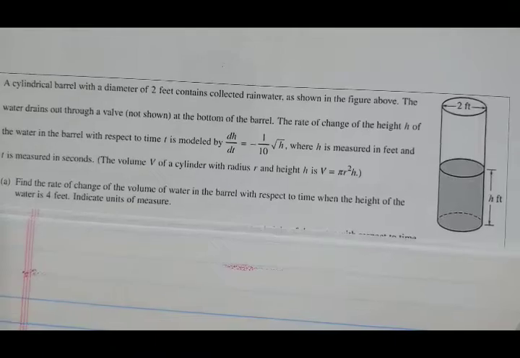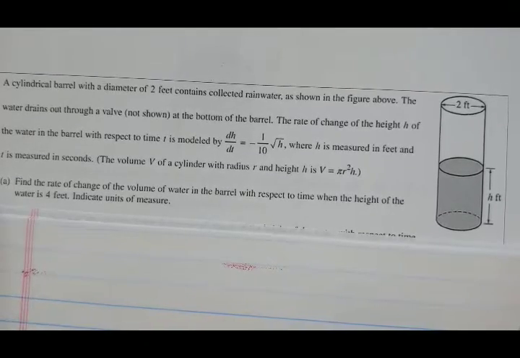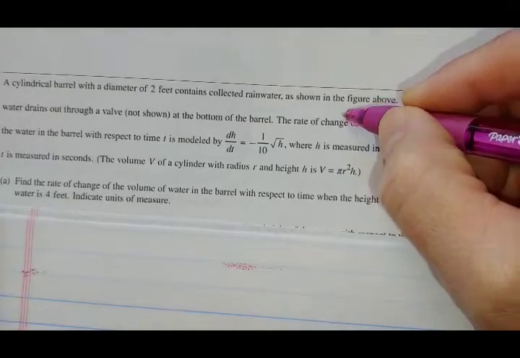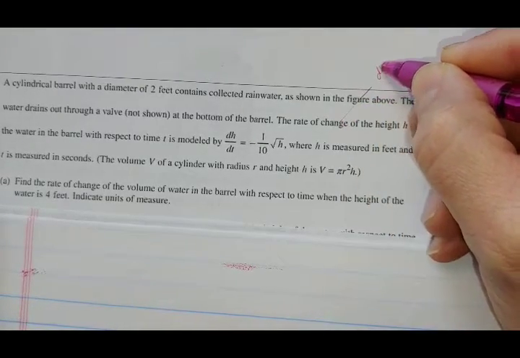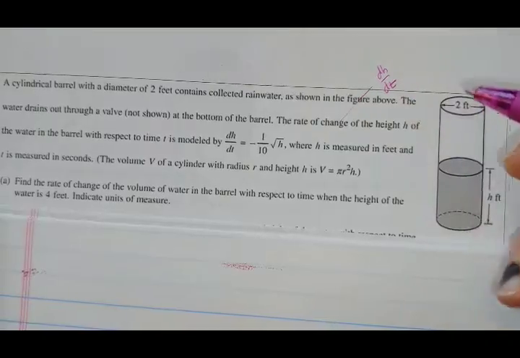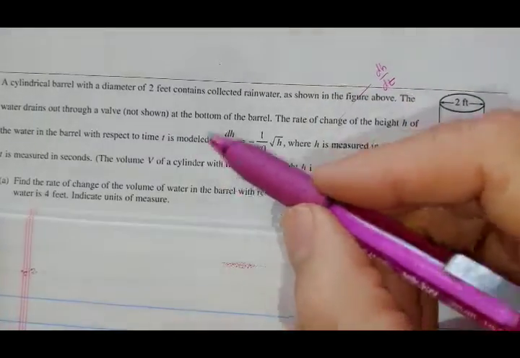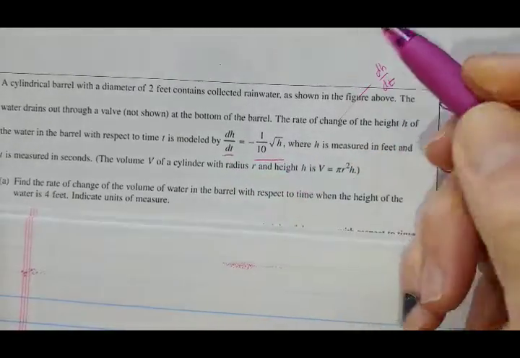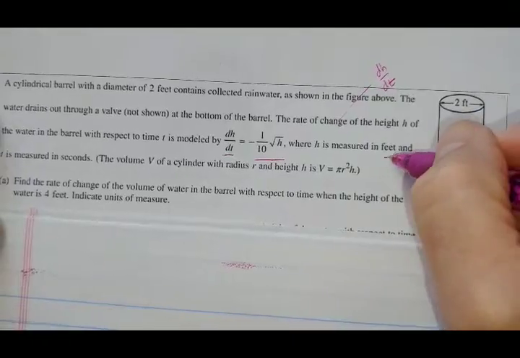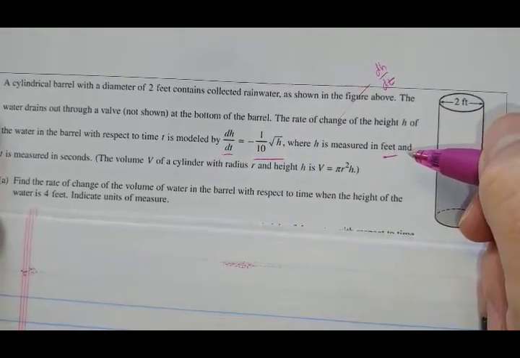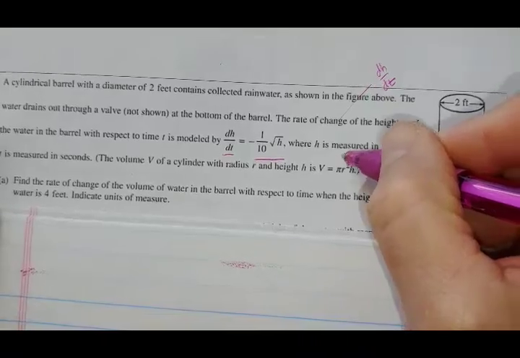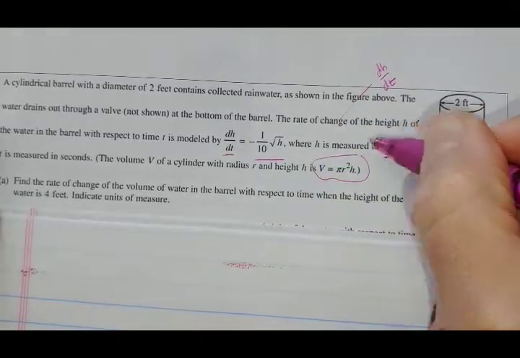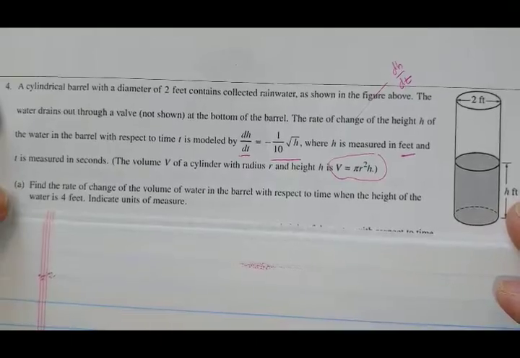The water drains out through a valve that is not shown at the bottom of the barrel. So water is draining out. The rate of change of height, remember from our related rate days, would be dh/dt of the water in the barrel with respect to time, and there it is. dh/dt is given to be negative 1/10 square root of h, where h is measured in feet and t is measured in seconds. The volume of the cylinder is given by pi r squared h. So we have our given information in the problem.